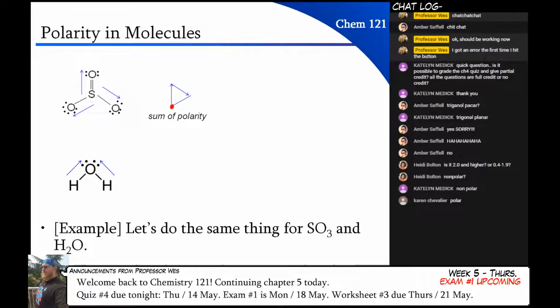Where did the electrons get moved to? Since they ended up back where they started, the total sum of the polarity is nothing, and this molecule is nonpolar. But with water, you're going to notice something different happens. Both of these arrows are pointing up, but what's pointing down to cancel them? Well, it turns out the answer to that is nothing.